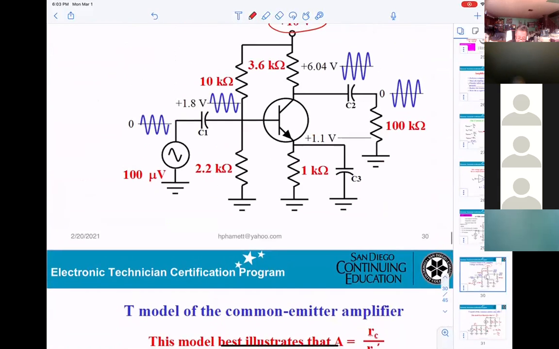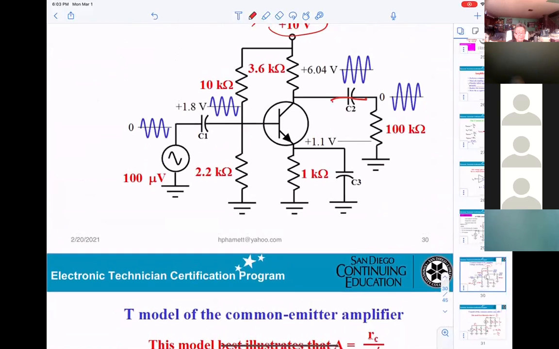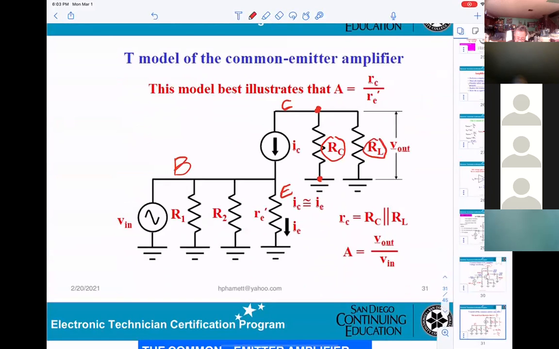Now, looking at the next one. C2 you do not see in the AC model, because it will be shorted. So what happened to the 100K here? It's in parallel, since the capacitor was shorted and the source was grounded, those two resistors are now in parallel. Right. That means 100K, one side connects to the collector, the other side connects to ground. So that's why they can draw RC and RL right here. One side collector, the other side ground. That means I'm converting from DC to AC.